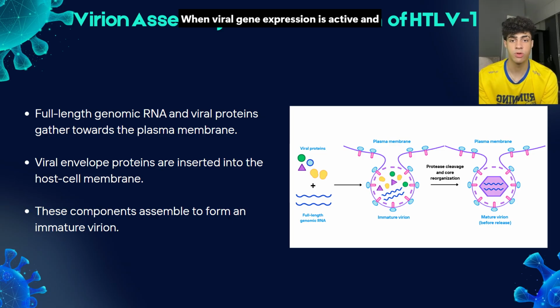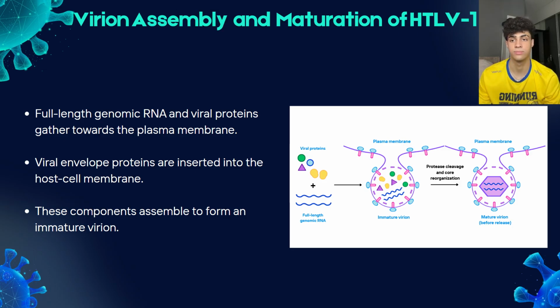When viral gene expression is active and enough viral components have been produced, the next stage is virion assembly and maturation. Full-length genomic RNA and viral proteins move towards the plasma membrane. At the same time, viral envelope proteins are inserted into the host cell membrane. These components gather together and form an immature virion.